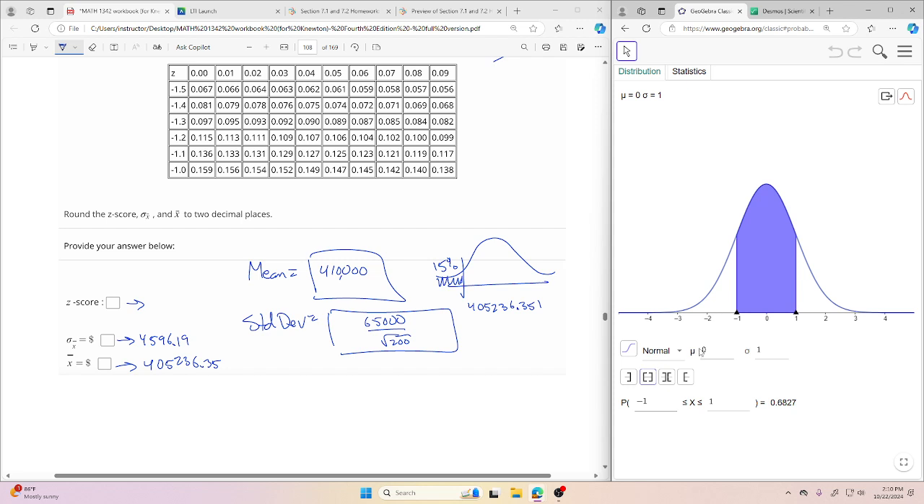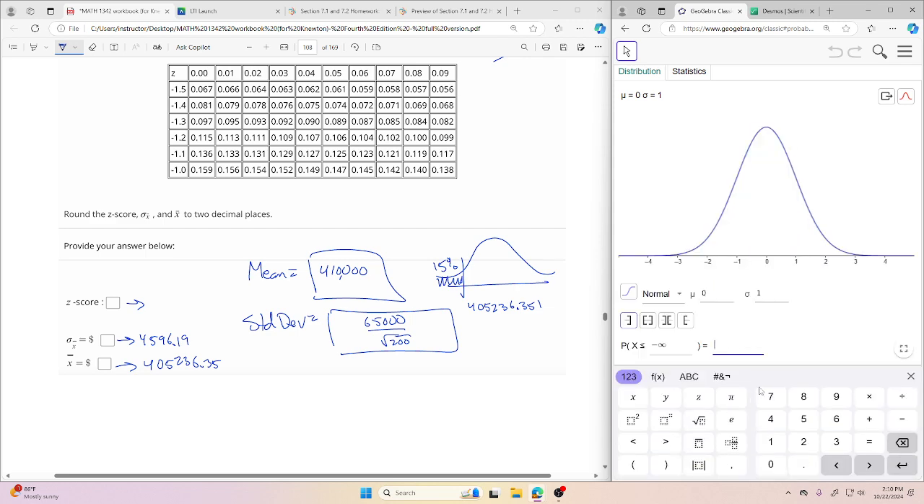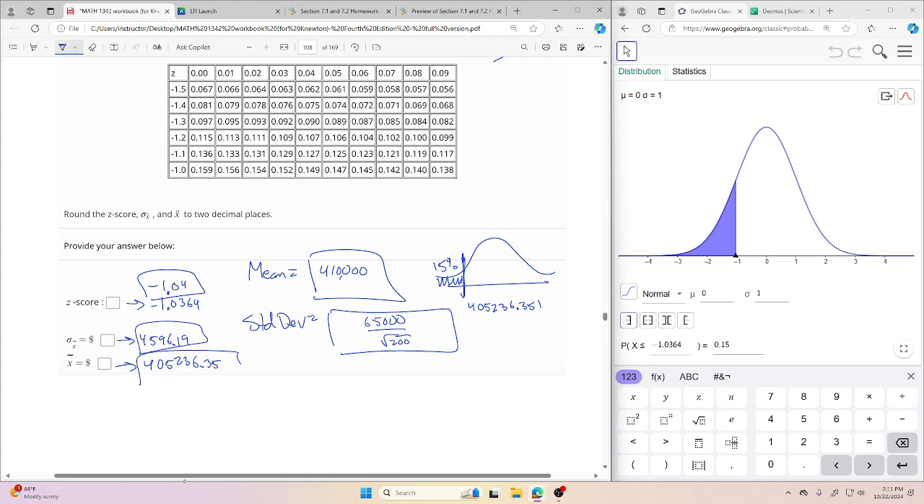But they're still wanting the bottom 15%. So what would the z-score be for that? It's the same location, but now it's telling us the z-score, which would be the negative 1.0364. That's what they're wanting there. So I guess because it's 2 decimals, it would be 1.04. There we go. A little weird, but definitely possible.